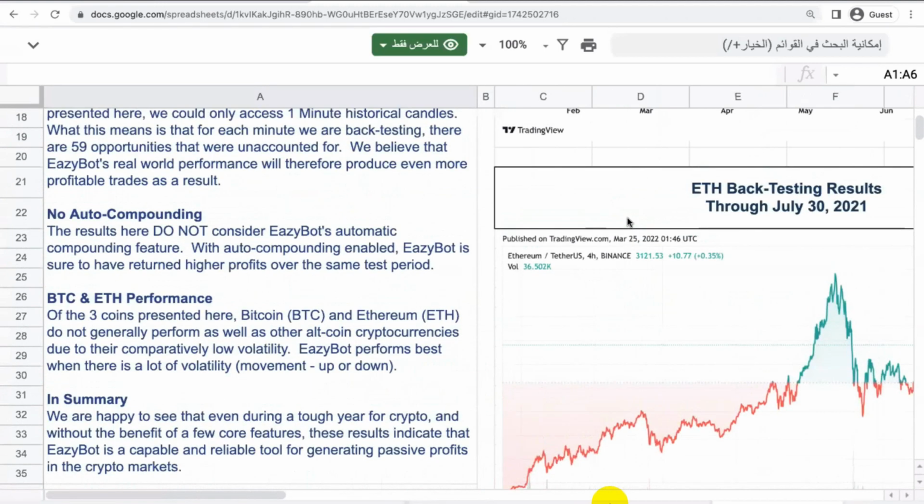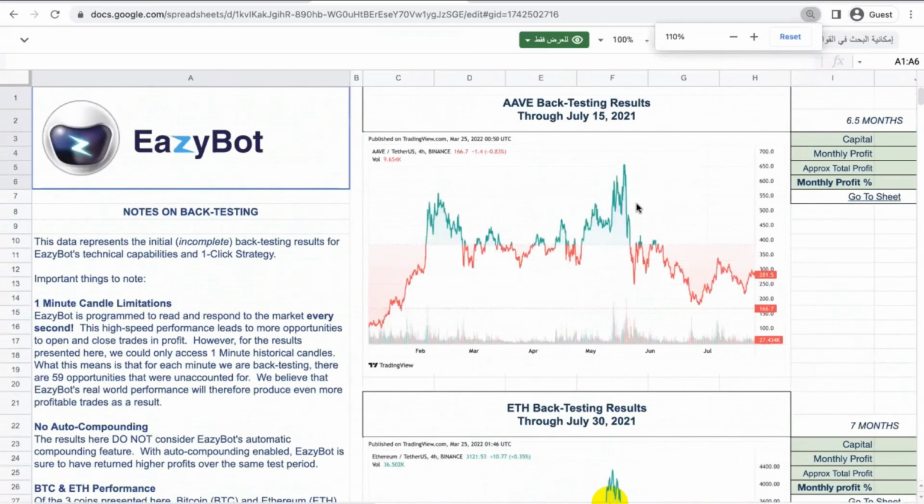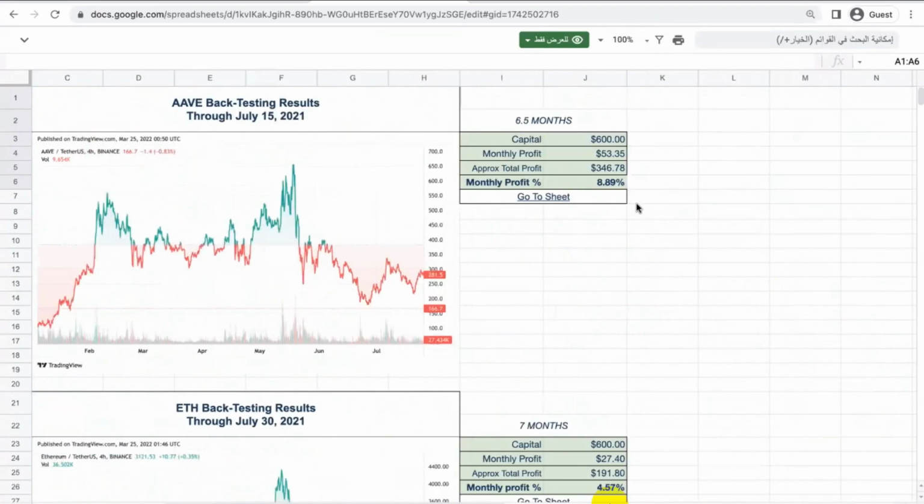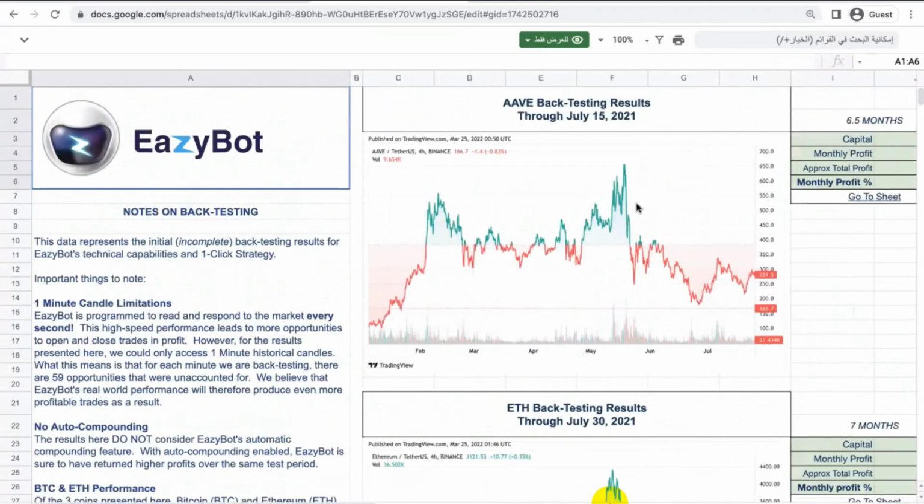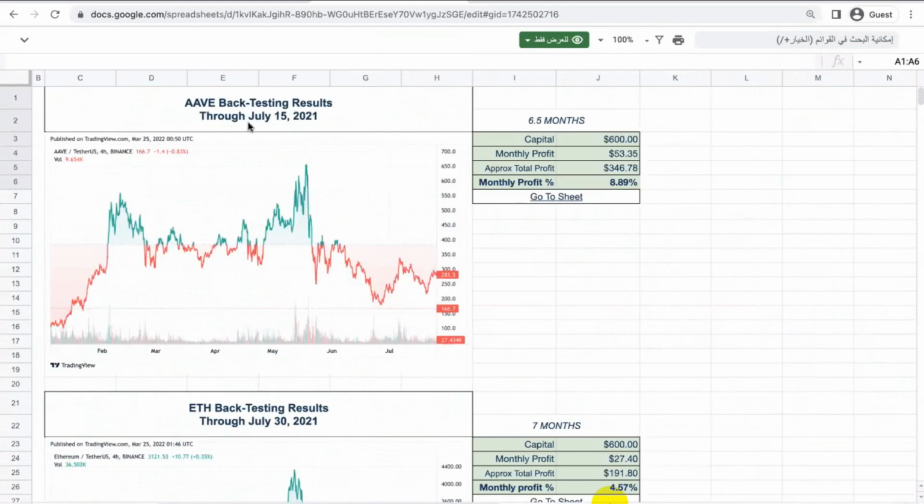All right, let me get my screen back down. Okay. All right, so the first thing we're going to look at is Aave. Aave, we did backtesting through July 15th of 2021.